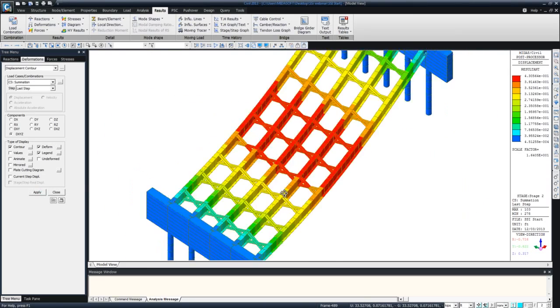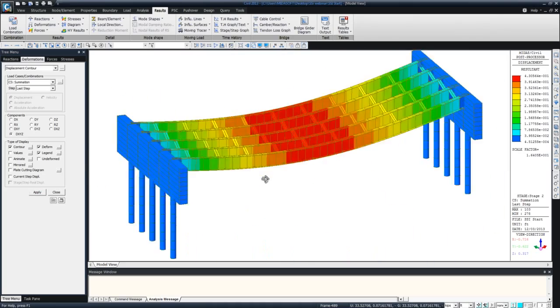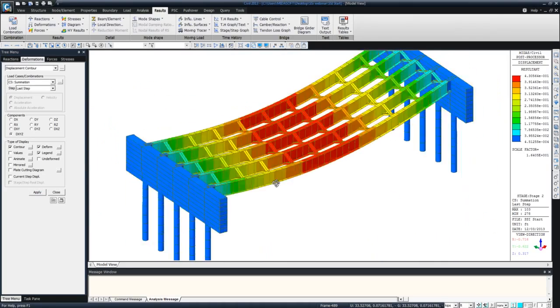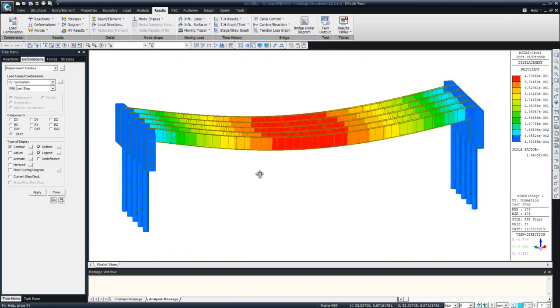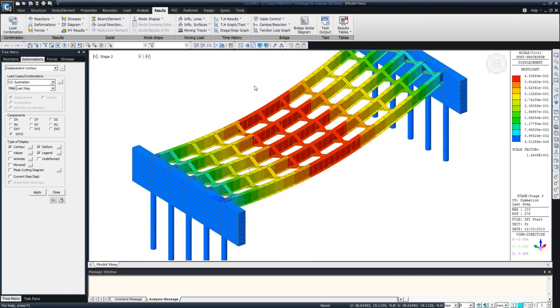Here you can see that when the wet concrete load is applied, the deformation in all the girders is almost uniform. But when it comes to highly skewed bridges and curved bridges, we need to make sure that the deformations are under range and that sufficient load is being transferred by these cross frames. So this is stage 2.